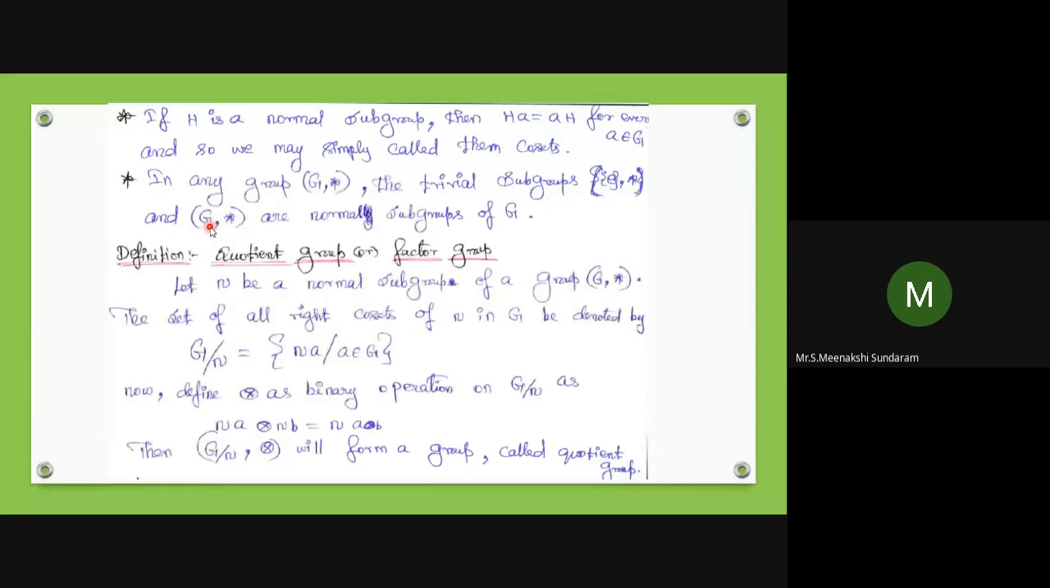Now we define a star operation as a binary operation on G over N as Na star Nb equal to N of a star b. So N of a star b is the operation. Then G over N, star will form a group called a quotient group. This is the definition of a quotient group. G over N is called a quotient group. It should satisfy Na star Nb equal to N of a star b.